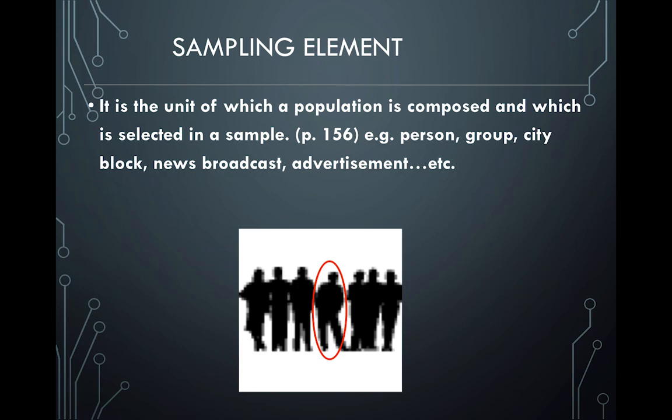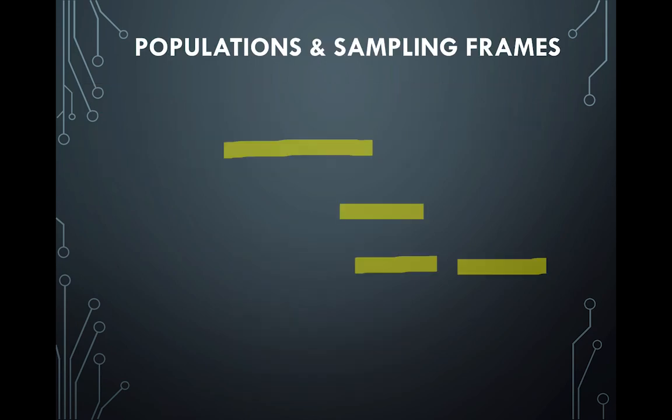So a sampling element is the unit of which a population is composed and which is selected in a sample, pretty straight up. So a person, group, city, block, blah, blah, blah. Here, in our course, it was people, obviously, because you guys took the survey, so that's you.